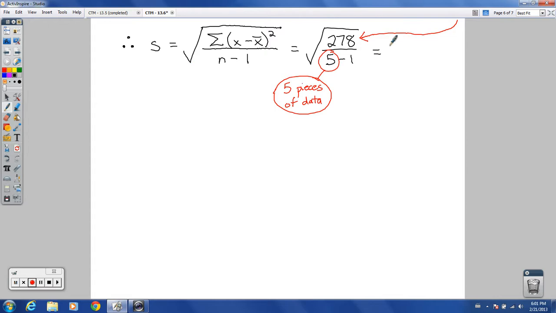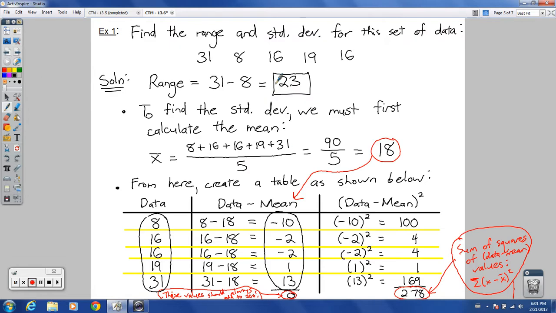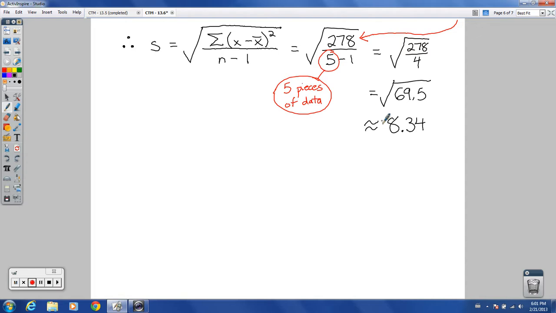And so let's work this out now. This is going to be 278 over 4. And that's the same thing. If I take 278 and divide it by 4, that's 69.5. And the square root of 69.5, plugging that into a calculator, gives me this number, 8.34. So this is a measure of the spread of the data. 8.34 is the standard deviation of this set of data right here. And let's box that in. That's our final answer.